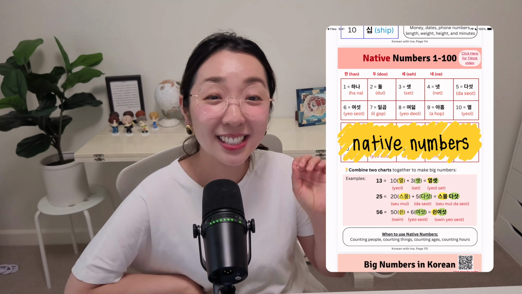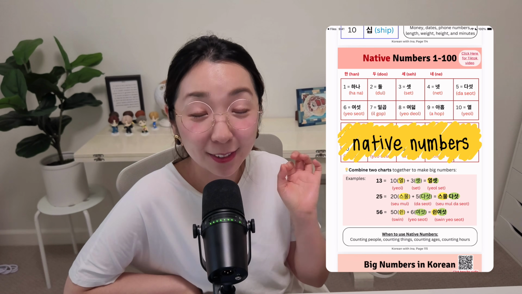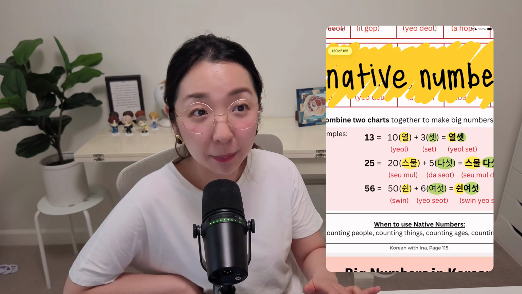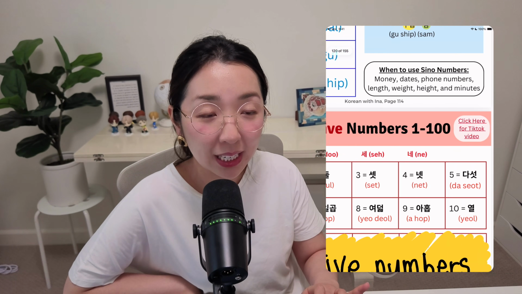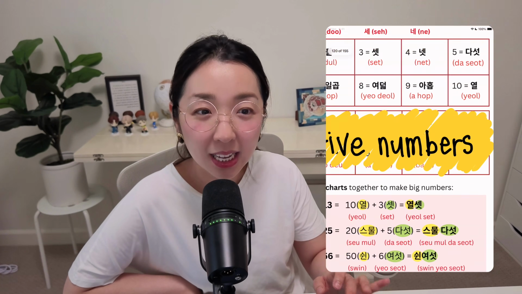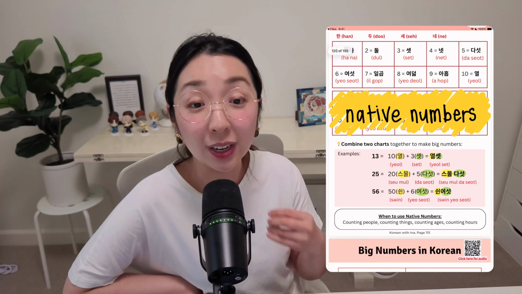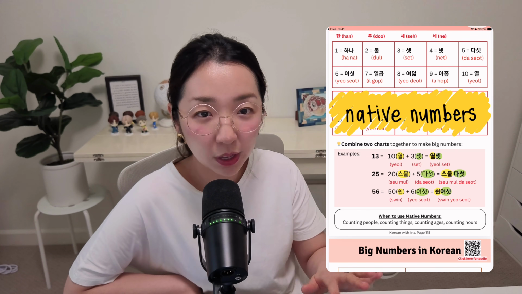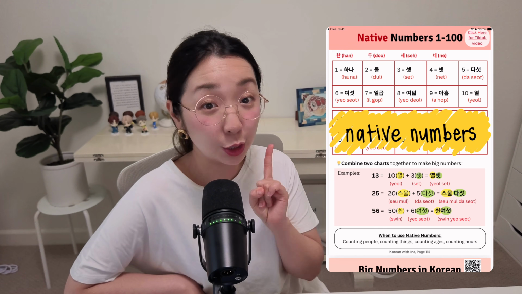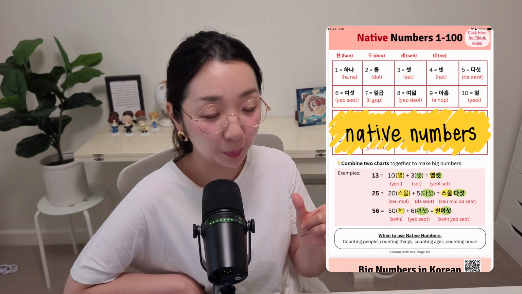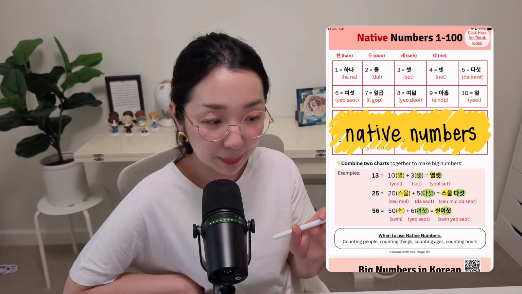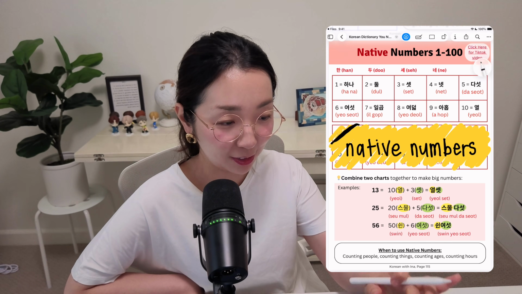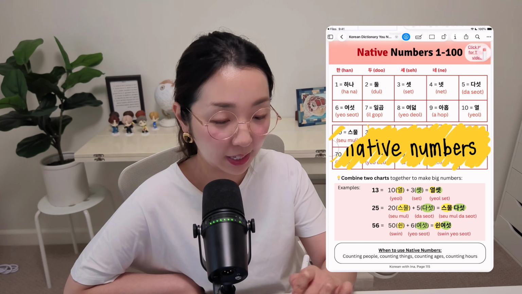Wow! So that's the basics 1 to 10 of native numbers and when to use them. Because in Sino, remember, we used it for money, dates, phone number, length, weight, height, and minutes. But native numbers are usually for counting things, whether it be people, ages, or hours. It's usually for counting. And I'm going to show you examples soon when you know big numbers too. So now we got the 1 to 10 basics. I want to tell you the big numbers. I'm ready to reveal this section because I think you're ready.